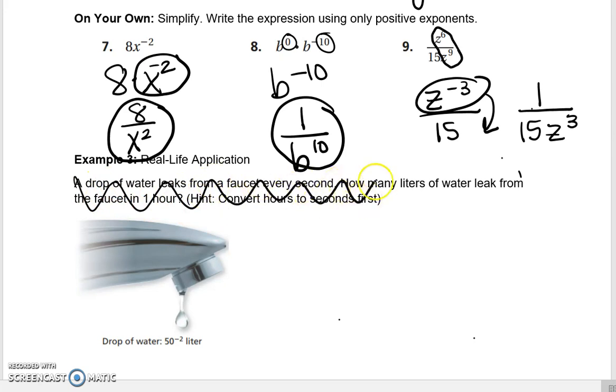And then we are not worrying about this word problem right now. And that's it.